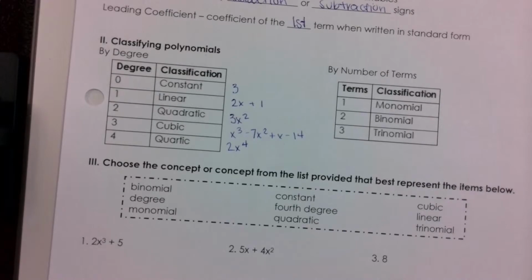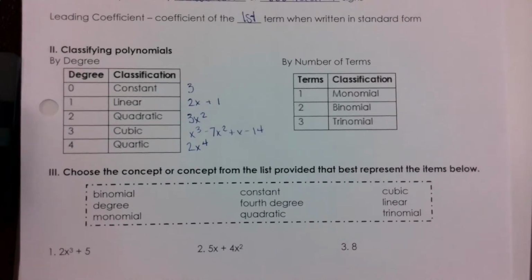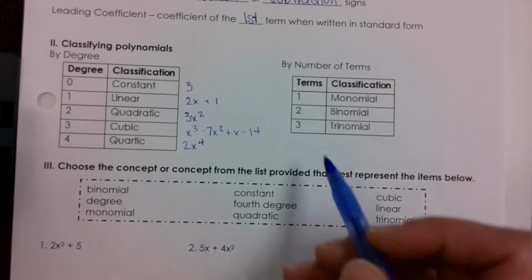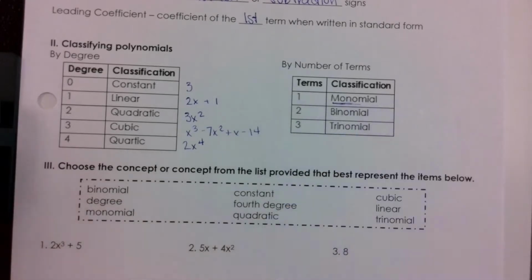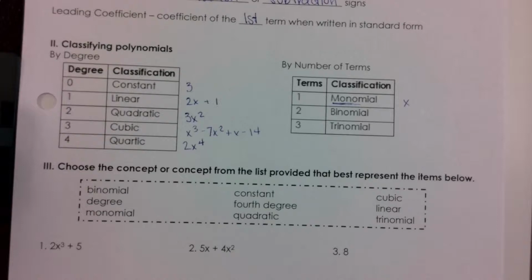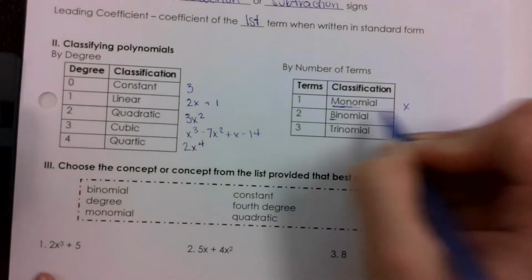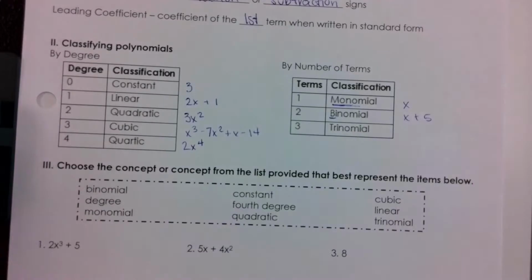All right. So that's how you classify them based on their degree. Again, you're just looking at your highest exponent. If we're talking about what we can call them based on the number of terms, we can have a monomial. What does mono mean? One. So you just have one term, like x. And then what about a binomial? What does bi mean? So how many terms can you have? 2. So you could have like x plus 5. That's 2 terms. Or you could have like x plus y, because there are other variables in there too.